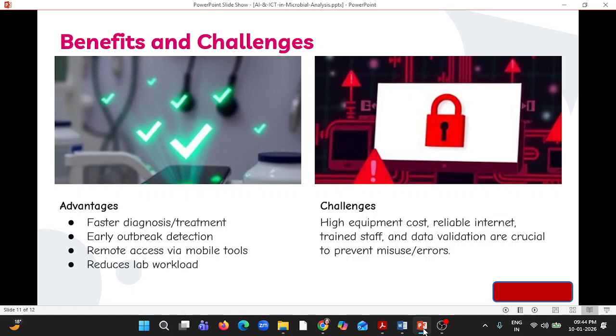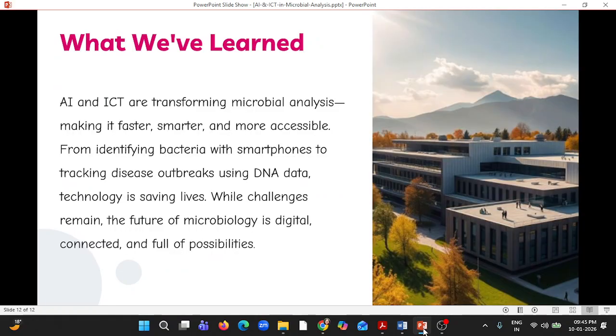But if these challenges are handled properly, it is a very useful technology. AI and ICT are transforming microbial analysis, making it faster, smarter, and more accessible, from identifying bacteria with smartphones to tracking disease outbreaks using DNA data technologies. It's saving lives, and while challenges remain, the future of microbiology is digitally connected and full of possibilities.